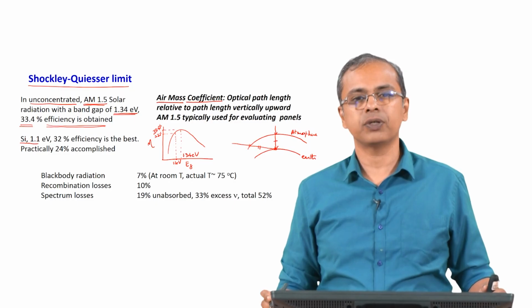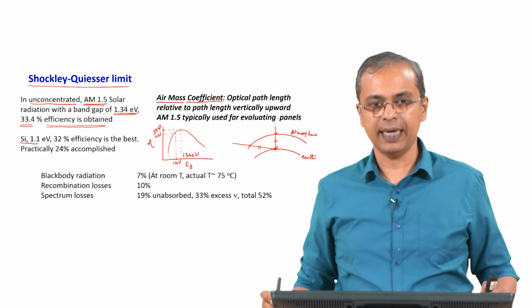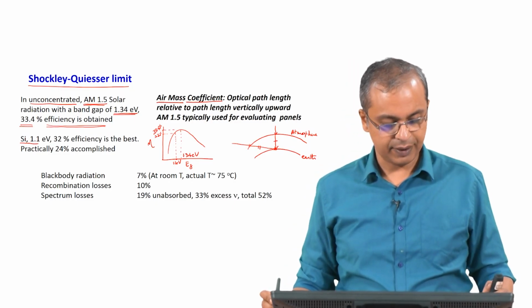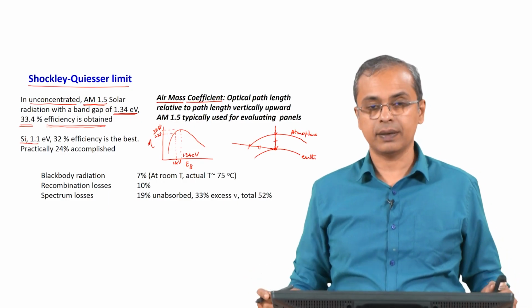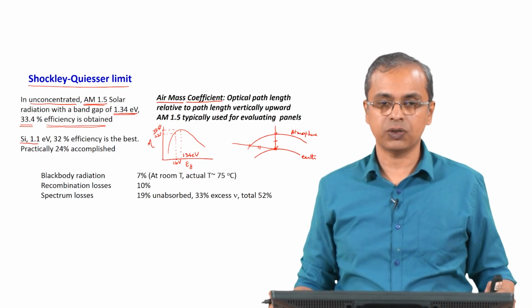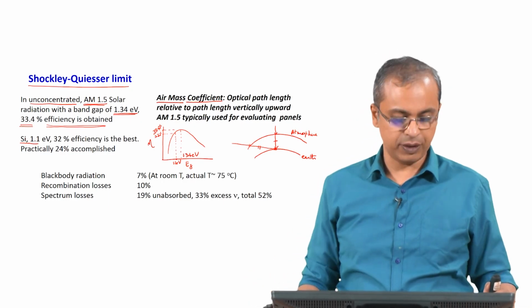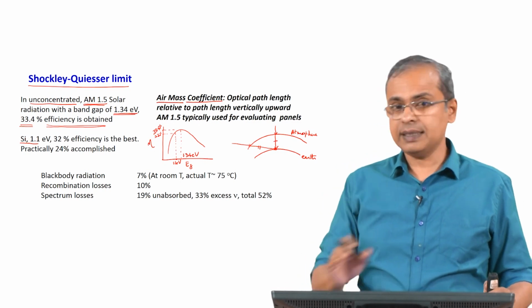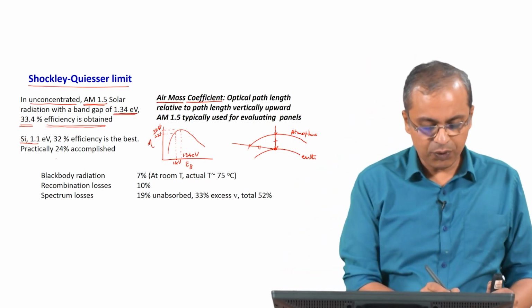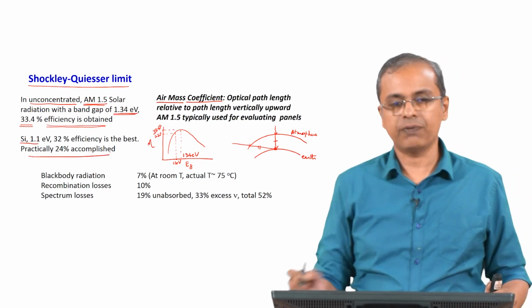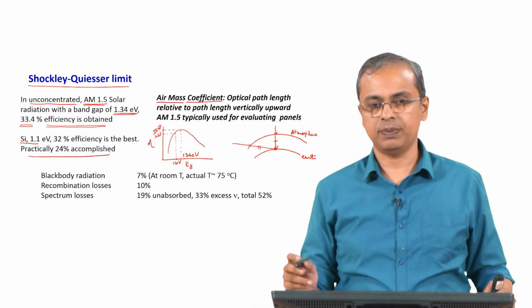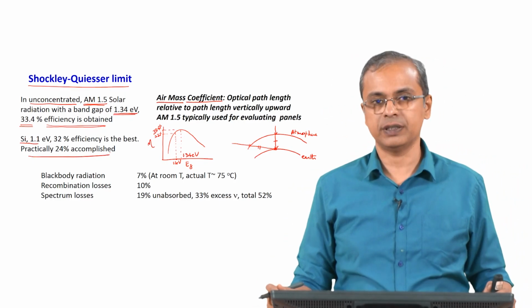Okay, so you are only going to get about 32% efficiency there, theoretically, if you are using silicon as your material, which is what we are going to typically use. So that is a limit. And if you see, practically, what is normally being accomplished is only about 24% efficiency.